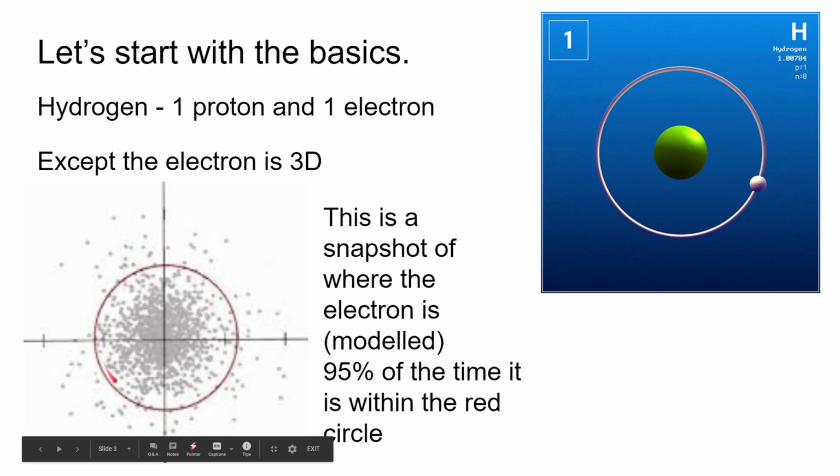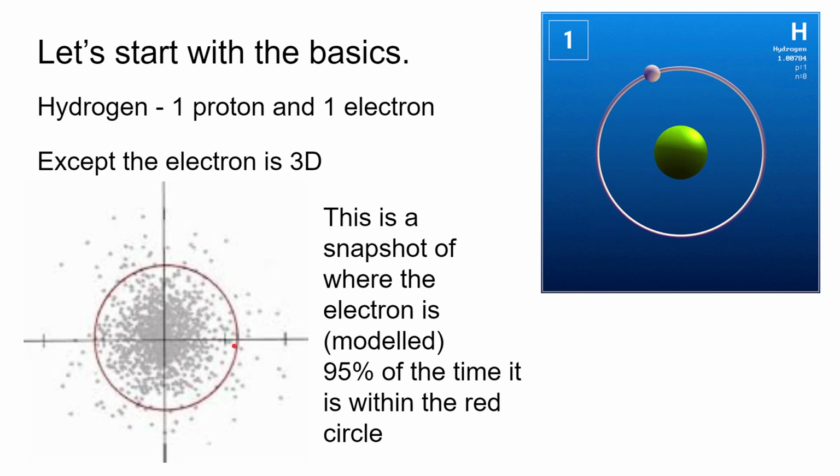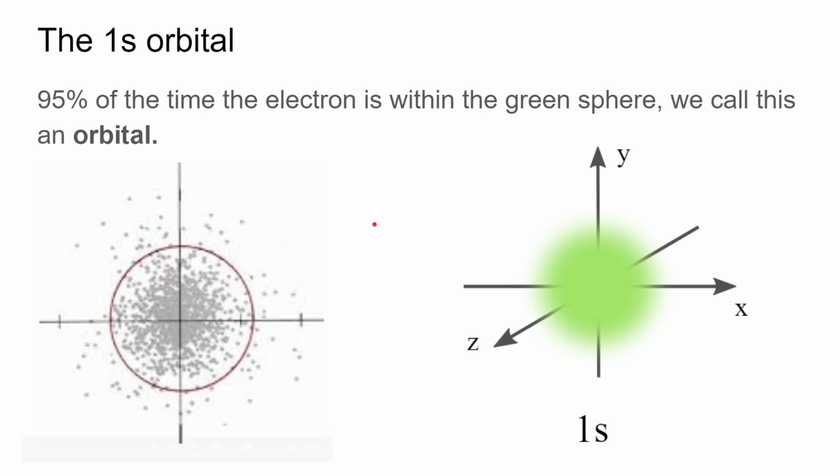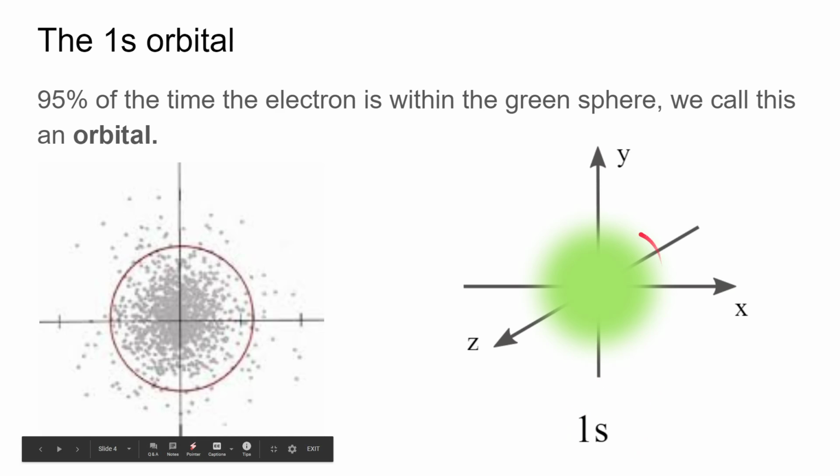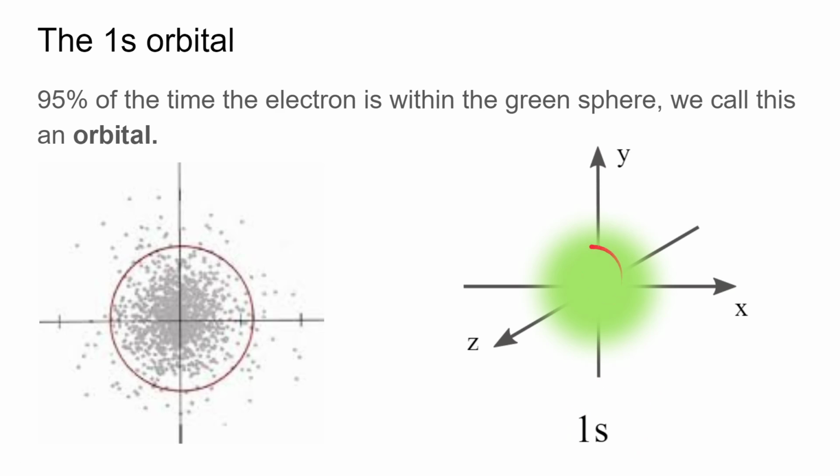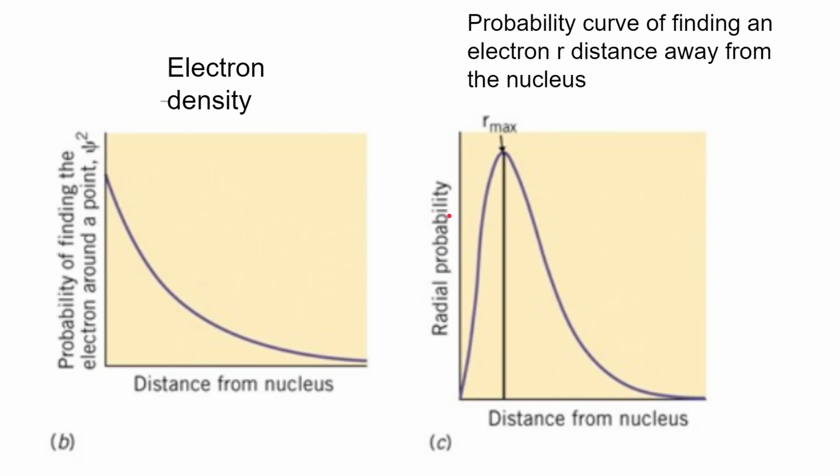Okay? So we actually call this our atomic radius. This is our atomic radius because most of the time the electron's within here. 95% of the time the electron's within the green sphere, which is this one, and we call this an orbital. So this is our 1s orbital, and it's just saying the electron's likely to be in here. Okay? That's all that's saying.